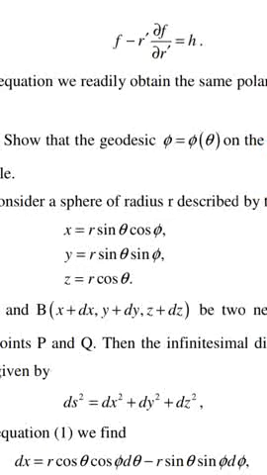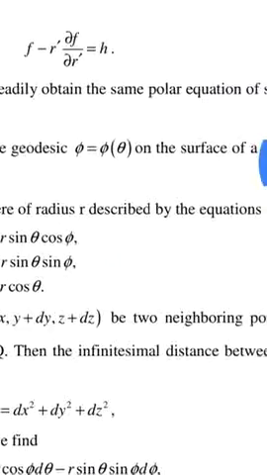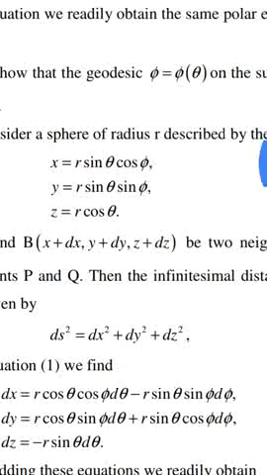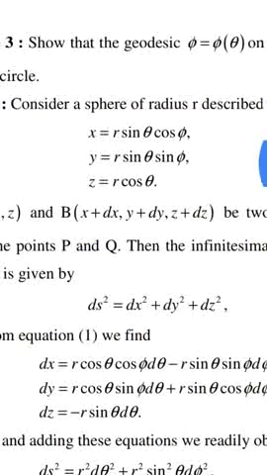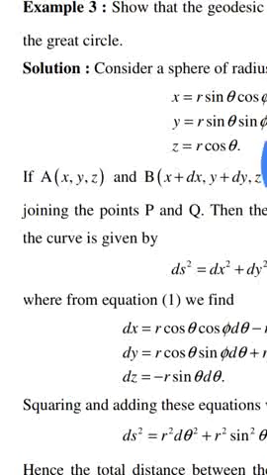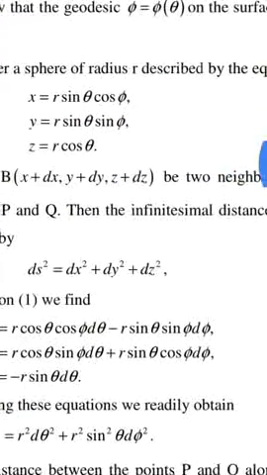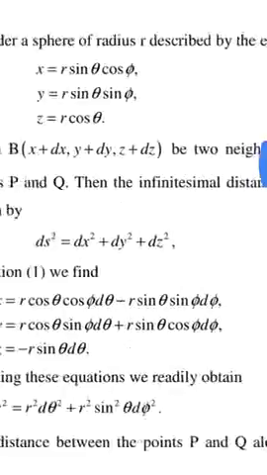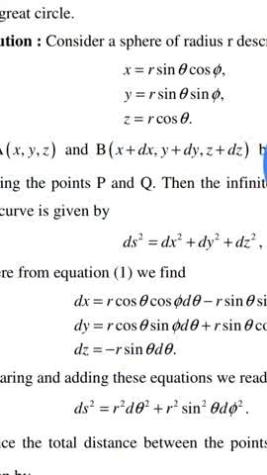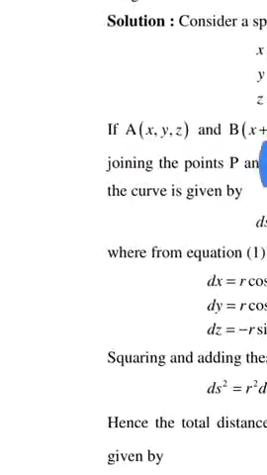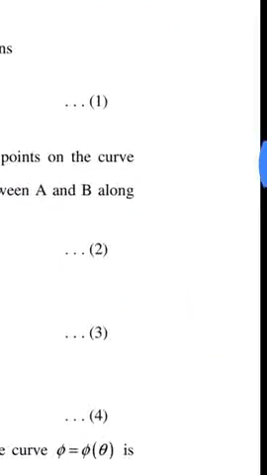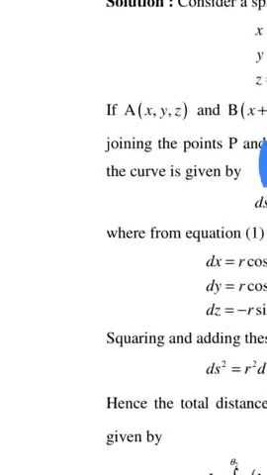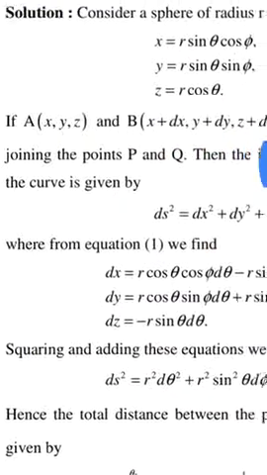Consider a sphere of radius r described by the equation x = r sin θ cos φ, y = r sin θ sin φ, z = r cos θ. Let A(x, y, z) and B(x + dx, y + dy, z + dz) be two neighboring points on the curve joining the points P and Q.